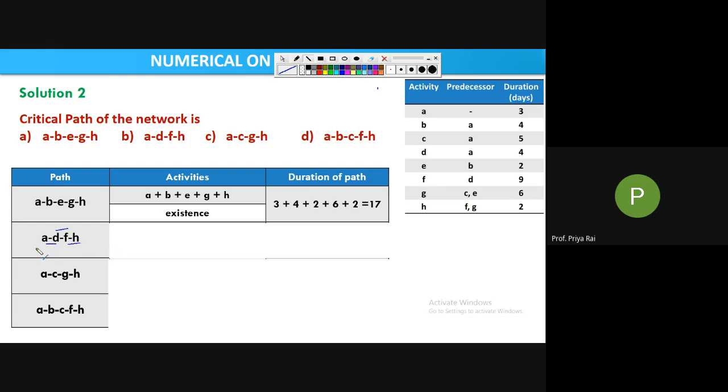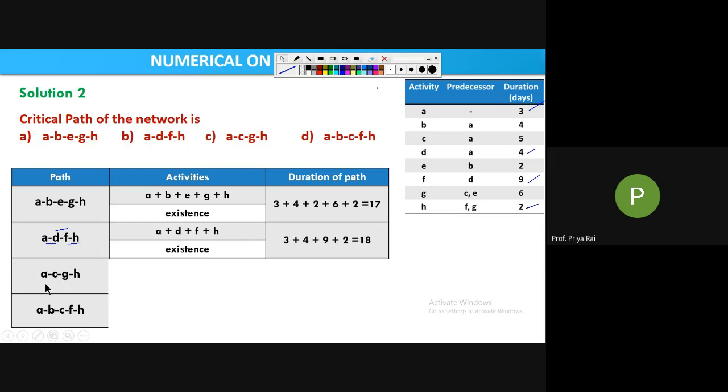Now if this exists, identify the activities: A, D, F, H. What are the durations? A is 3, D is 4, F is 9 and H is 2. So 3 plus 4 plus 9 plus 2, how much? 18. See, you said 17 would be the highest duration. Now this exists.